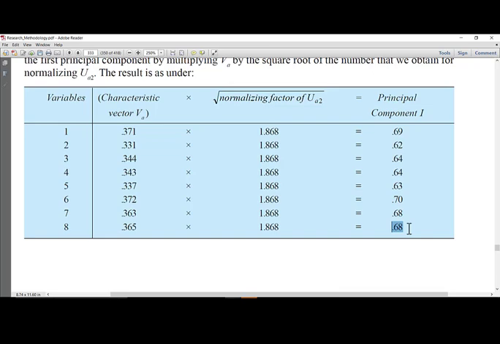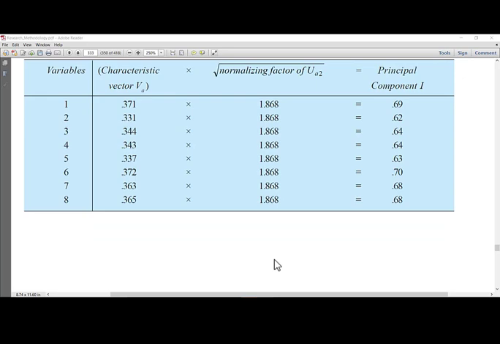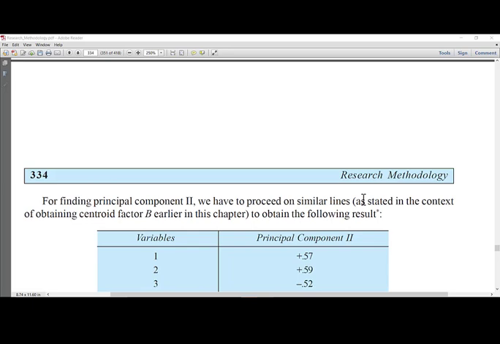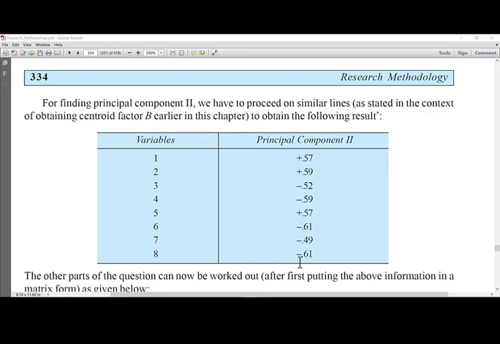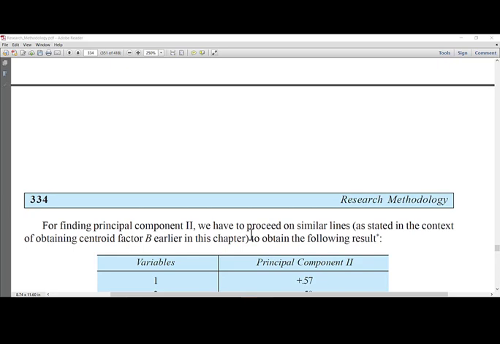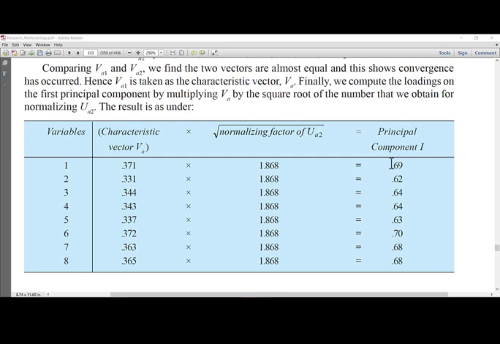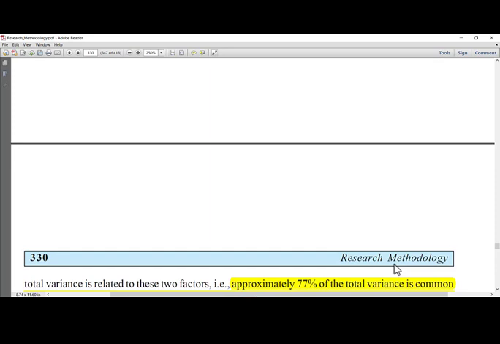Now, for calculating principal component 2, we have to proceed on similar lines as stated in the context of obtaining centroid factor B to obtain the following result. Here, the result for the principal component 2 is directly given by the author, but I will explain how that is done. In this case, we take these principal component 1 values, 0.69, 0.62, 0.64, 0.64, 0.63, 0.70, 0.68, and 0.68. And similar to that centroid method, let me go to that centroid method. There I will explain all this.